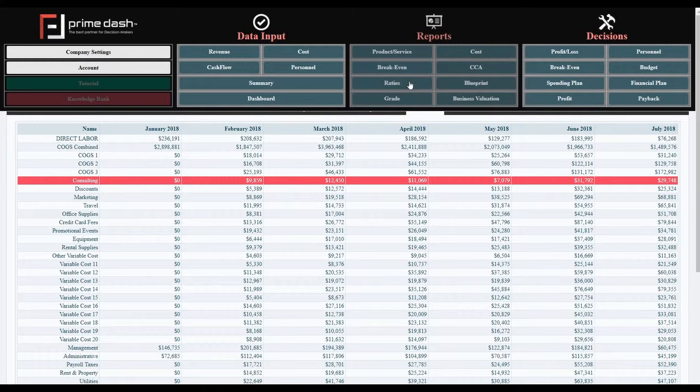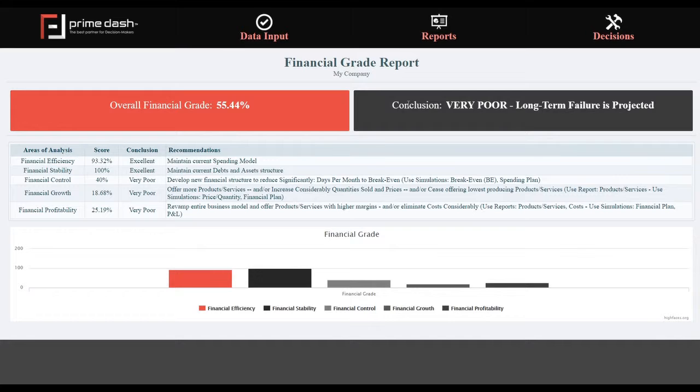Financial grade. Prime Dash has developed a revolutionary analysis tool that is able to predict the long-term success of any company. This tool analyzes the performance of a company based on the following 5 areas: financial efficiency, financial stability, financial control, financial growth, and financial profitability.